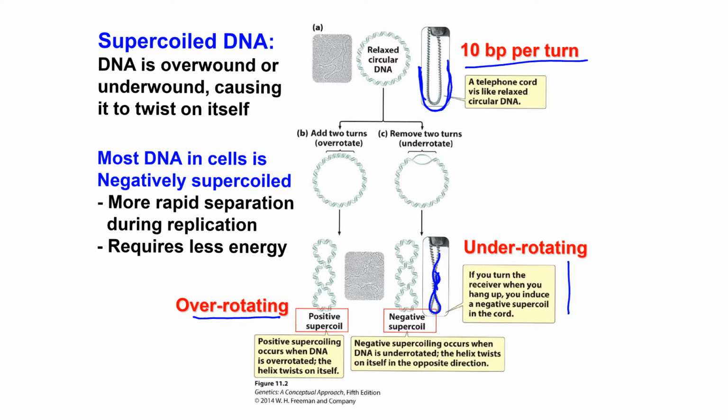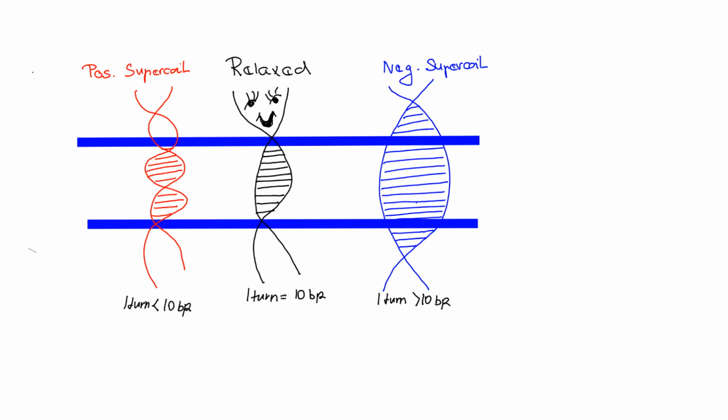Now, if you still struggle with understanding positive and negative supercoiling, let's go to the next slide. I hope that this slide which I drew would help you to understand supercoiling a little better. So first, let's look at a relaxed DNA. You see one turn in relaxed DNA. You remember B form has 10 base pairs per turn. So here in the outline are 10 base pairs per turn.